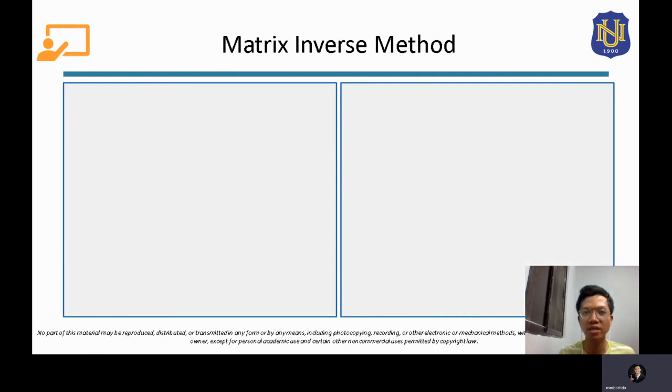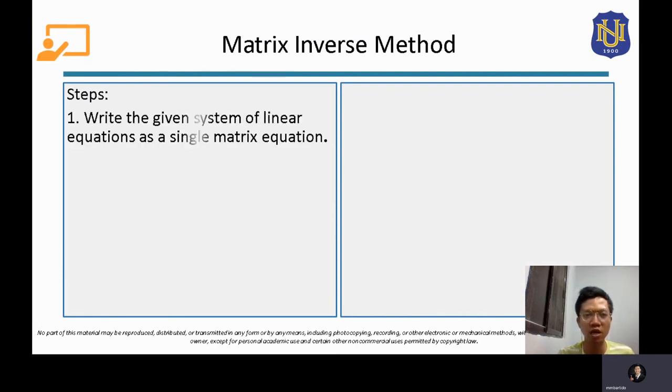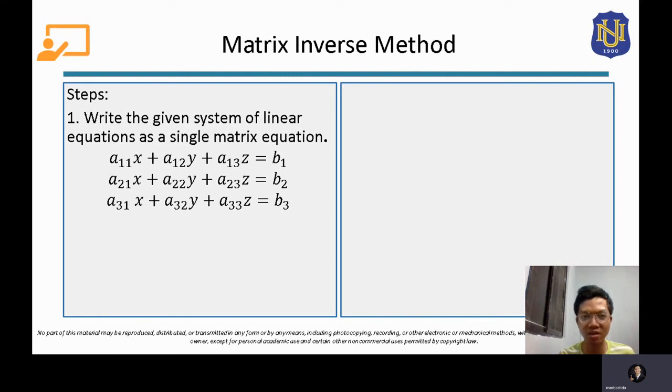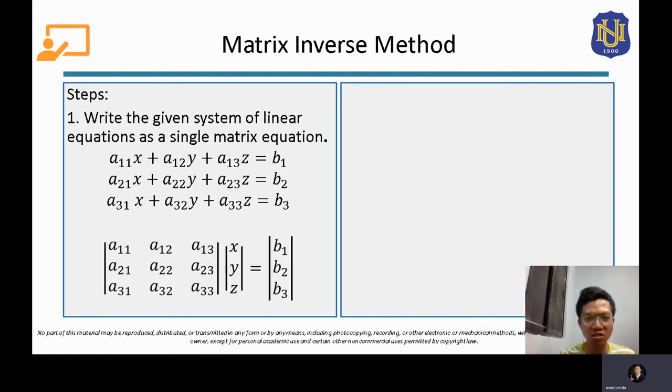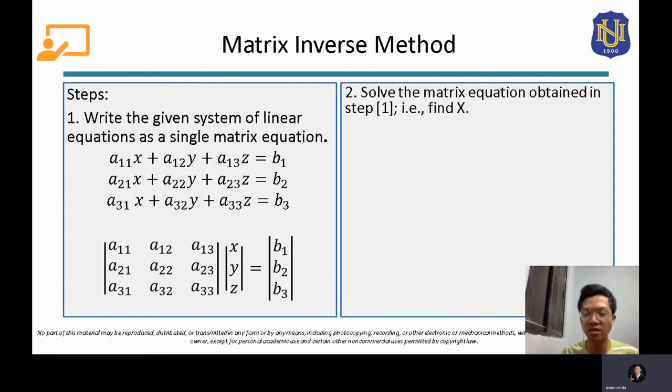Let's proceed now to the matrix inverse method. The steps for this method: the first one is we have to write the given system of linear equations as a single matrix equation. So we just have to rewrite this system of linear equations into its matrix equation or matrix form. And the second step, we have to solve the matrix equation obtained in step 1. So we have to find the X.